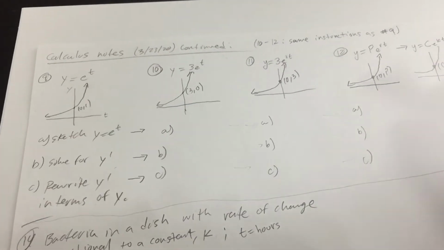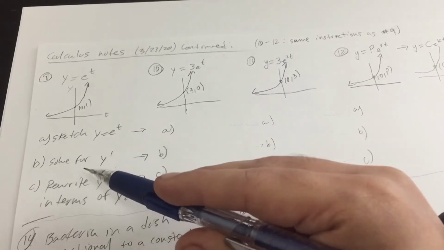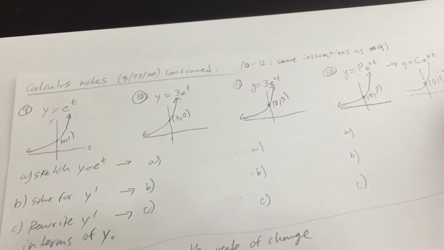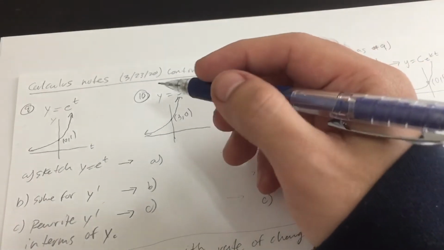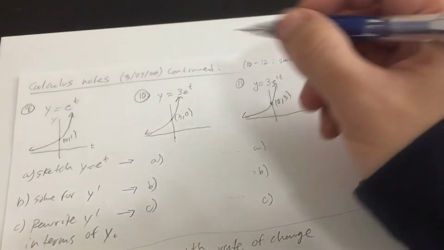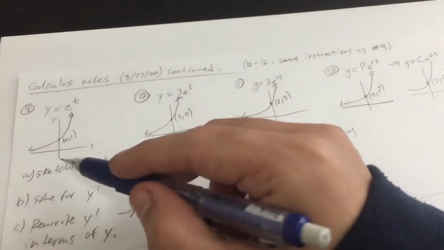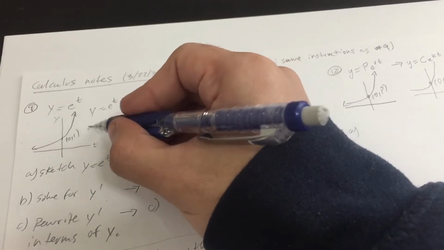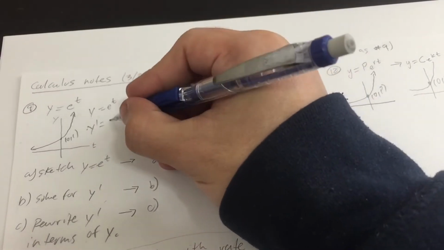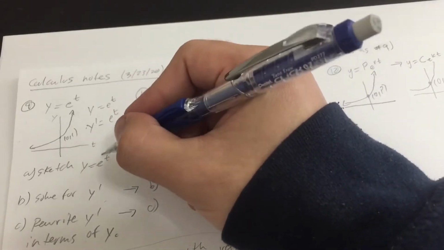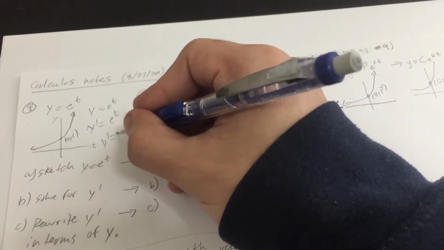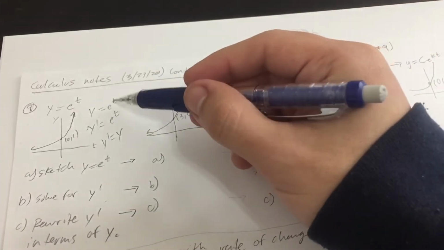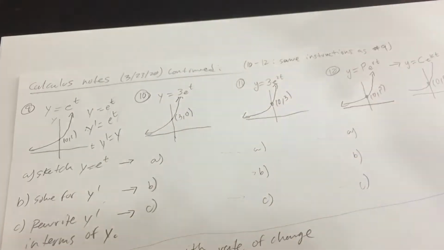Alright, cool. Now let's do some calculus with that. We have already sketched all the functions. Letter B says solve for y prime, which is the derivative. Let's do it right here. y is e to the t, therefore y prime is itself, e to the t. And what I'm trying to say for letter C is y prime equals y. Notice how those are the same, so y prime equals y.